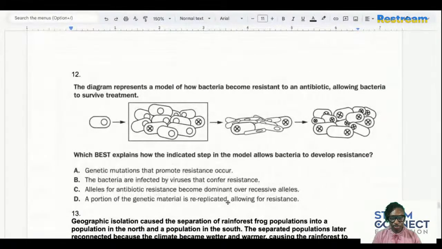All right. So this is number 12. The diagram represents a model of how bacteria become resistant to an antibiotic, right? Remember, bacteria are bad for your body most of the time. And so if the bacteria is resistant to an antibiotic, which means the antibiotic is not killing it, which means you're not getting better. All right. And so it says the bacteria is surviving the treatment, which best explains how the indicated step in the model allows bacteria to develop resistance. So they're looking at the one that has a square around it. How does this particular example indicate the step of how the bacteria develop resistance? How do they become resistant more than likely?